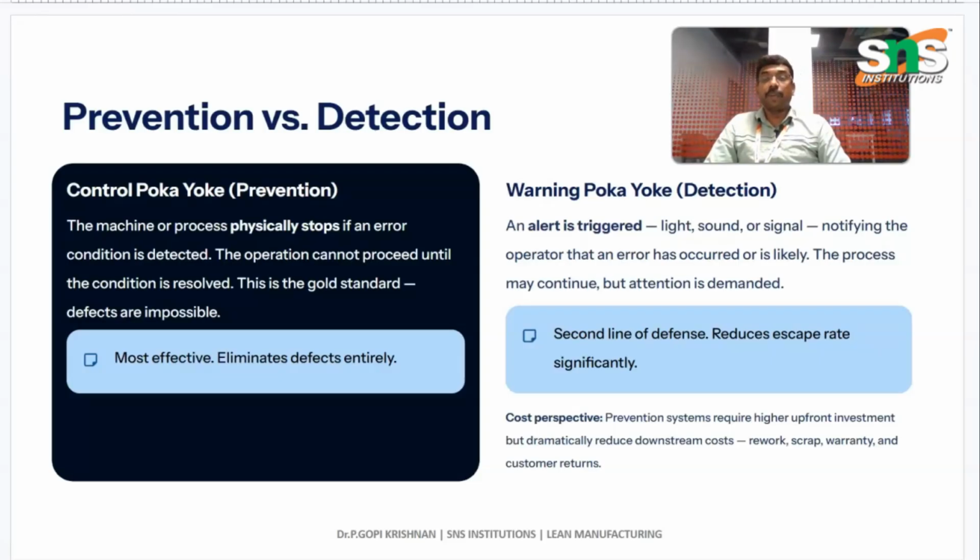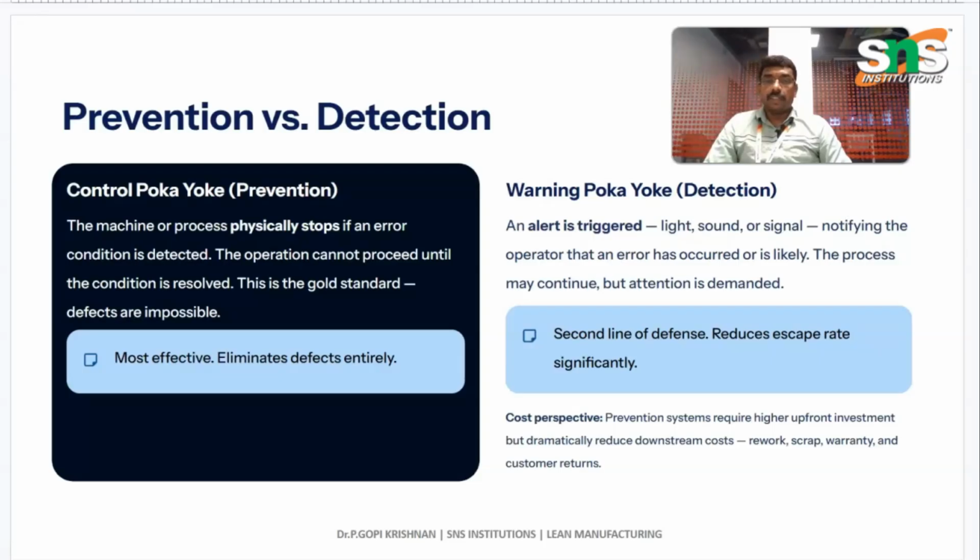This is the most effective method. It eliminates the defects entirely because once the failures are detected and the sources of failures are removed, then only the manufacturing activity will follow. So this is going to be the very effective method of prevention of the failures.